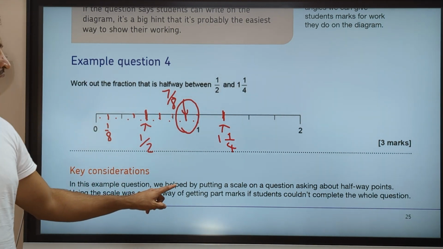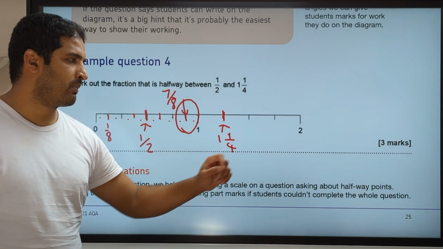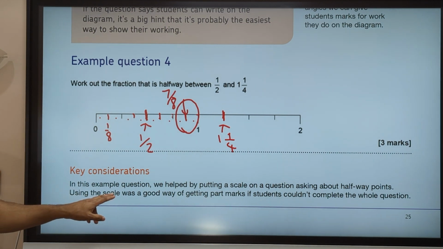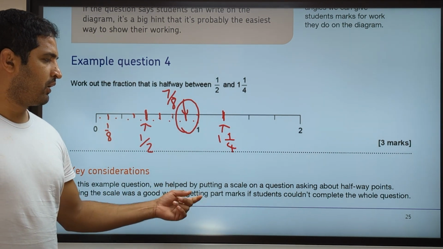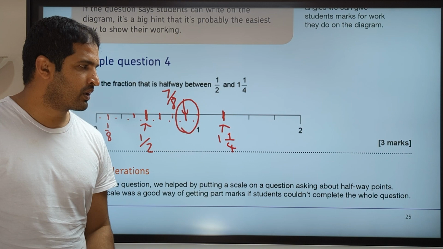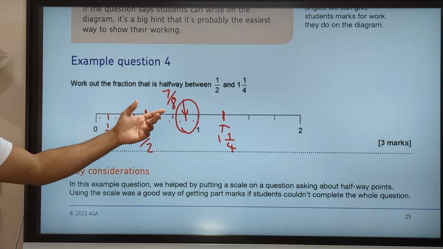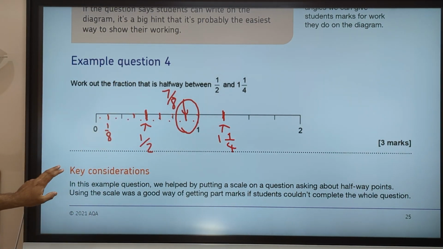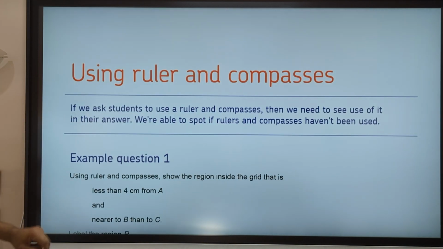In this example, we help by putting the scales on the question about the halfway point. Using the scales was a good way of getting the part marks if the student couldn't complete the whole question. So if you use the question scales, you still get marks for that. And that's a 3-mark question as well.